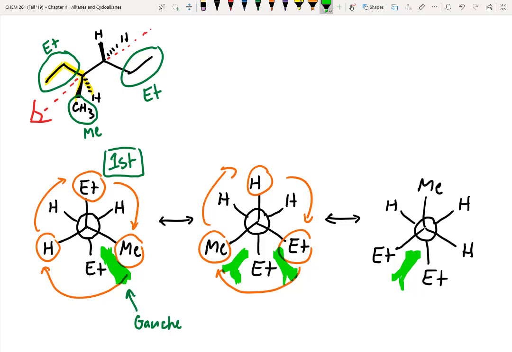The last one would be second most stable. You see how in the second one there's an ethyl-ethyl gauche interaction? There's also an ethyl-ethyl gauche interaction here, but the big problem area in this one is the additional gauche interaction that it has. All right, so that tells us pretty quickly that this must be our third most stable.